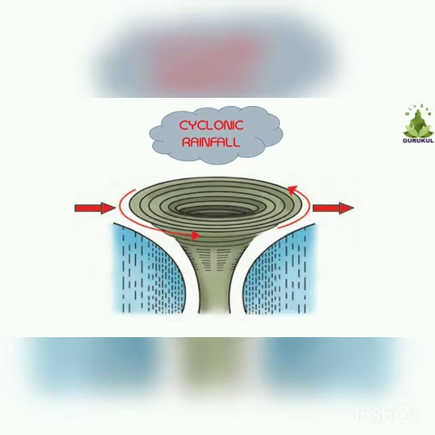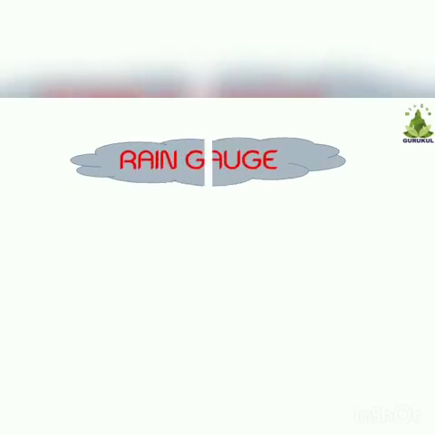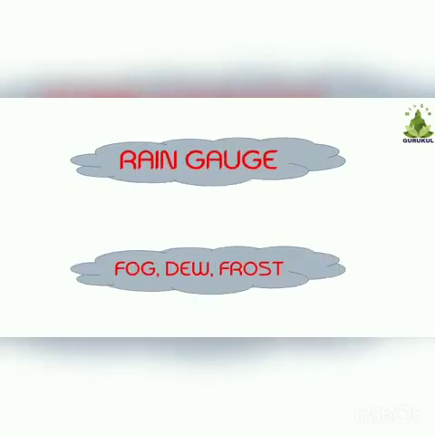Comparatively, orographic and cyclonic rainfall are less certain, and therefore such areas are prone to very heavy rainfall, floods, and droughts frequently. So we have seen about rainfall. In that, we have seen three types: convectional rainfall, orographic rainfall, and cyclonic rainfall. In the next video, children will be dealing with rain gauge and fog, dew, and frost.